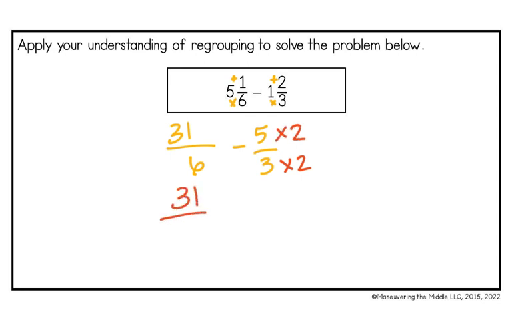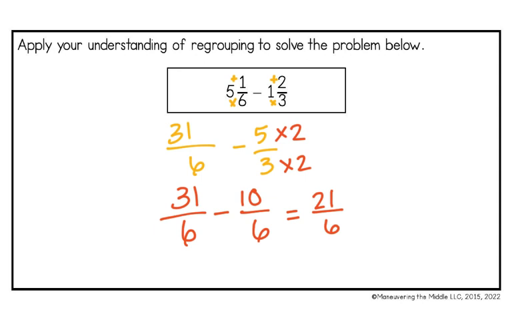I'm going to rewrite that. So 31 over 6 minus 5 times 2 is 10. 3 times 2 is 6. So I have 31/6 minus 10/6. Now I can go ahead and subtract. Denominator stays the same. And 31 minus 10 is 21.